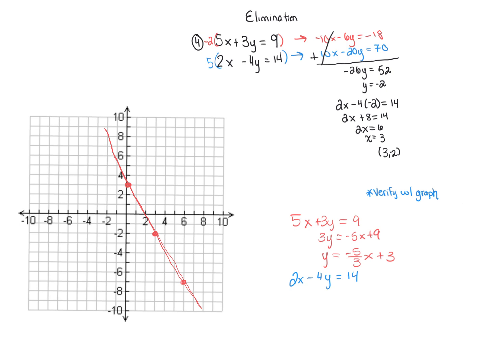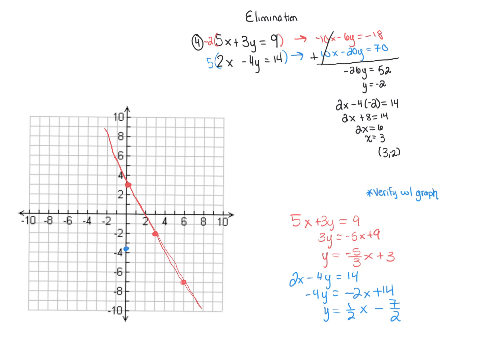The other one I did in blue earlier, so my blue equation, 2x minus 4y equals 14. Negative 4y equals negative 2x plus 14, because I moved the 2x over, then I divide everything by a negative 4. So y equals a negative 2 over negative 4 is going to make a positive half x minus 14 over 4 is going to reduce by 2s to 7 over 2. So negative 3.5 right there.